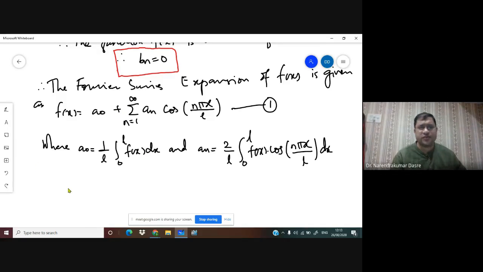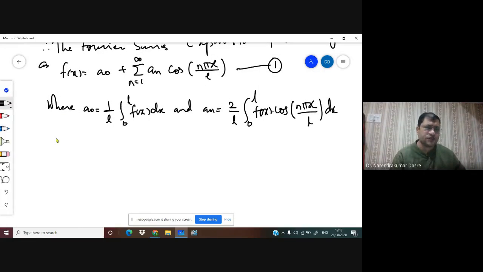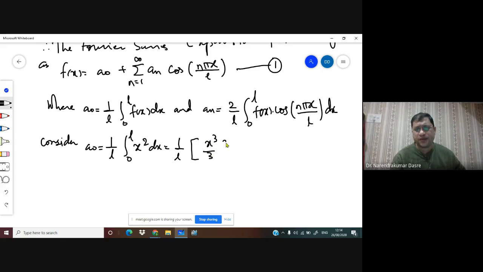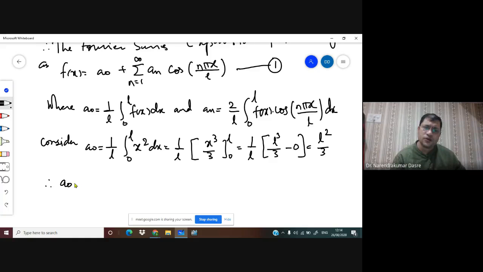And now once you are done with the formula, we are able to evaluate. So first we will evaluate a0. Now consider a0 is equal to 1 upon L integral 0 to L x square dx. So 1 upon L, the integral will be x cubed by 3 from 0 to L. So 1 upon L, this will be L cubed by 3, minus 0. So one L will get cancelled, and you'll have L square by 3. So you got a0 is equal to L square by 3. This is your next equation.